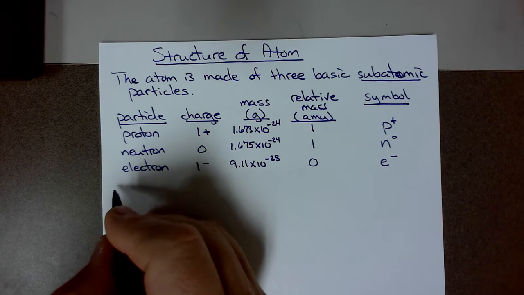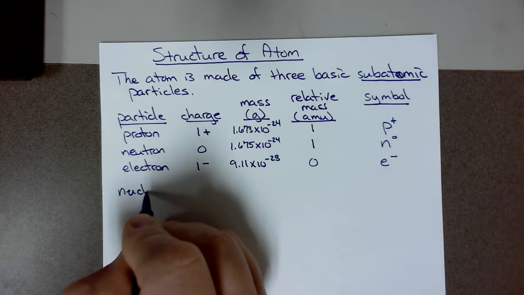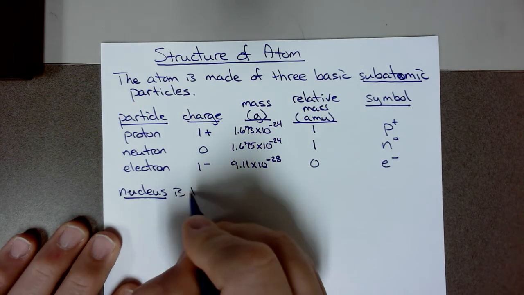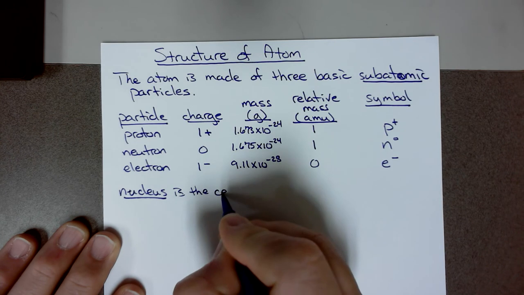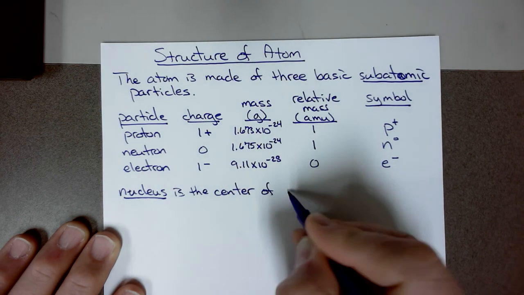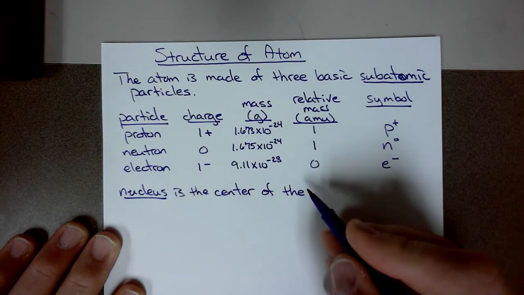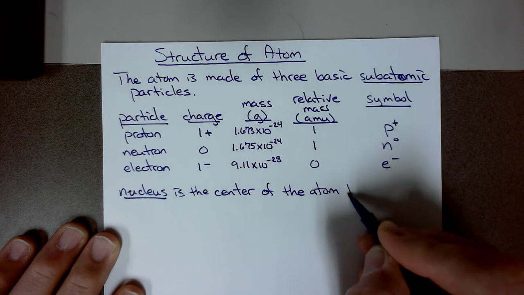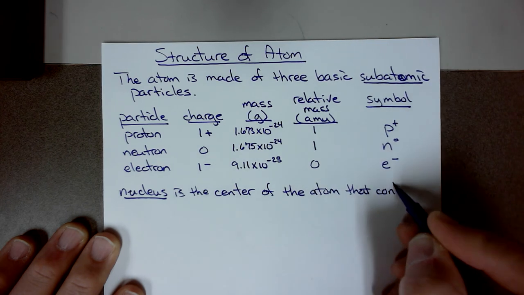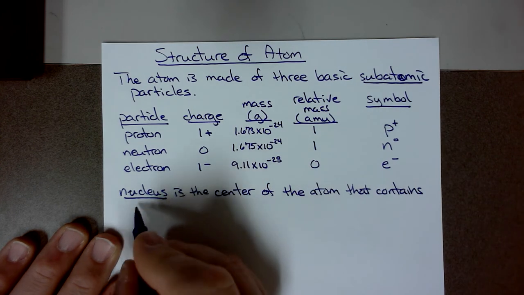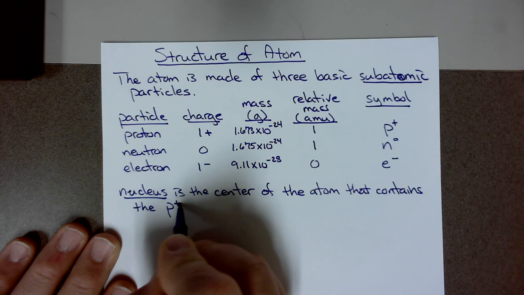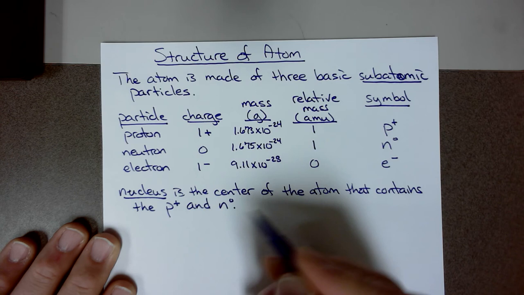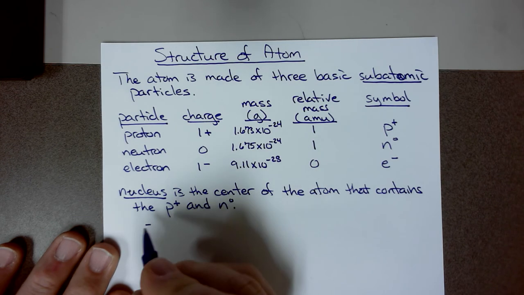So again, we say that the nucleus is the center of the atom, that contains the protons and the neutrons. And it makes up over 99% of the mass of the atom.